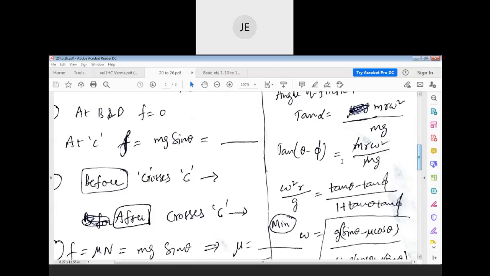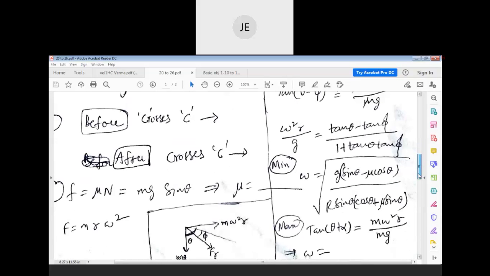Yes. In trigonometry there is the formula for tan a minus b: tan a minus tan b by 1 plus tan a tan b. So tan theta minus phi is tan theta minus tan phi by 1 plus tan theta into tan phi. If you simplify, you will get omega. You have to substitute tan theta equal to sin theta by cos theta, and tan phi equal to sin phi by cos phi. Using this kind of formula and simplifying, you will get the minimum angular speed.